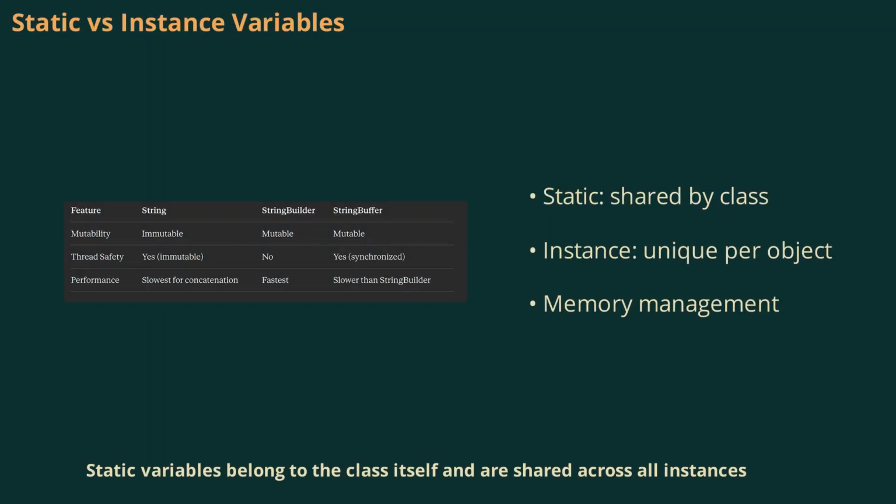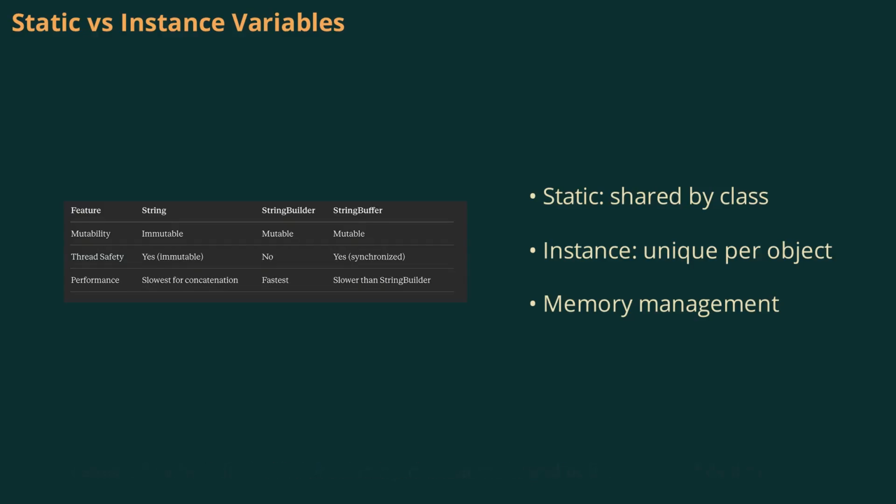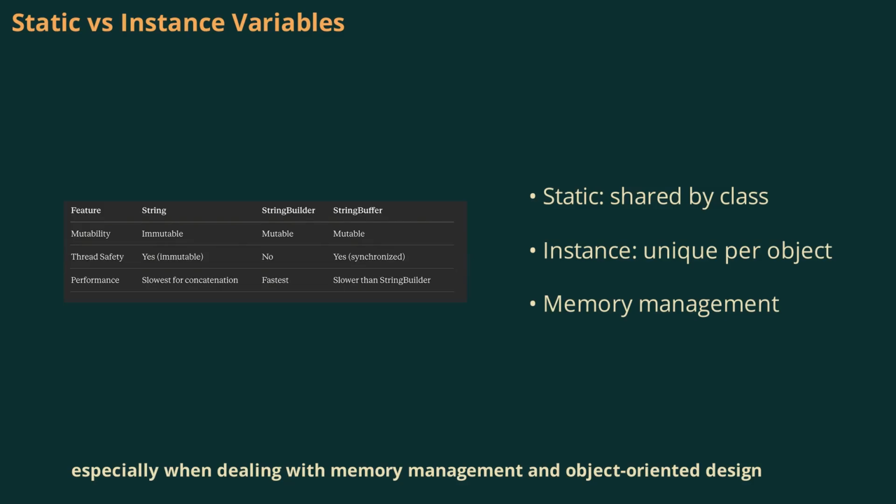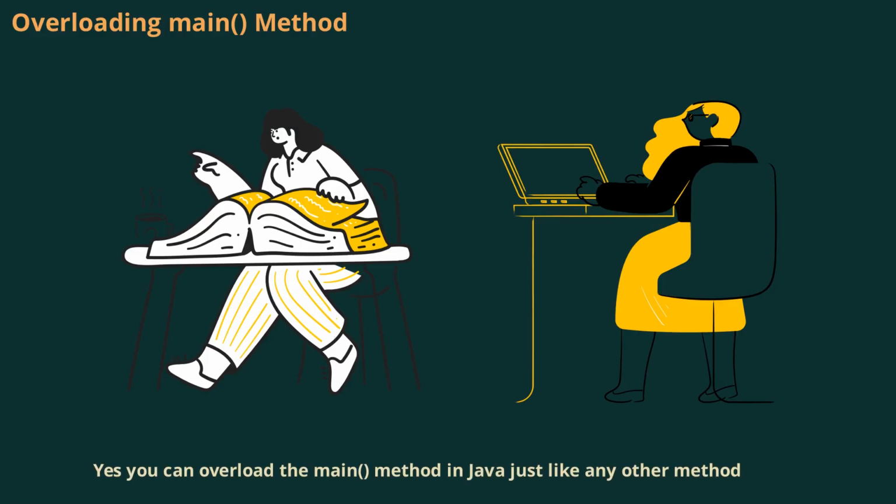Static variables belong to the class itself and are shared across all instances, meaning there's only one copy in memory. Instance variables, on the other hand, belong to each object, so every instance has its own copy. This distinction is crucial for understanding how data is stored and accessed in Java, especially when dealing with memory management and object-oriented design.